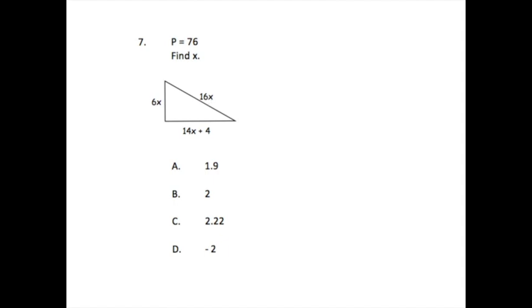So we need to remember that perimeter is all the sides added up. So in this case, I'm going to add 6x plus 16x plus 14x plus 4. And remember, this being the perimeter, all the sides added up. And knowing that my perimeter is 76, this has to be equal to 76. So the only thing that we have to do now is just solve.